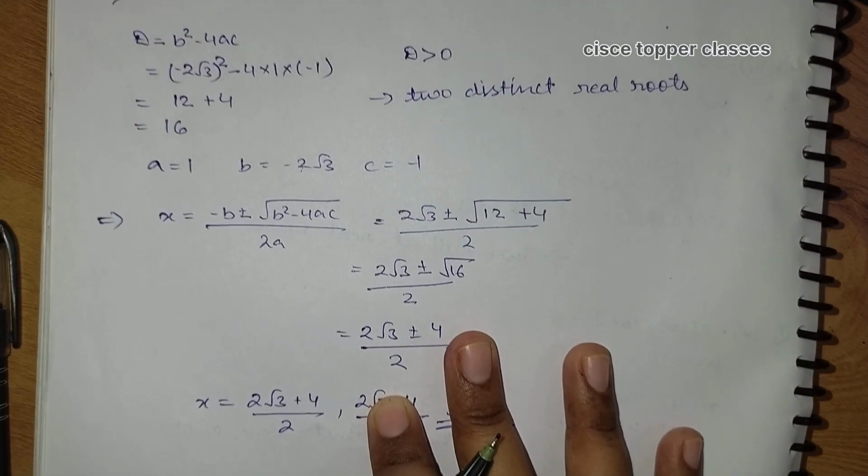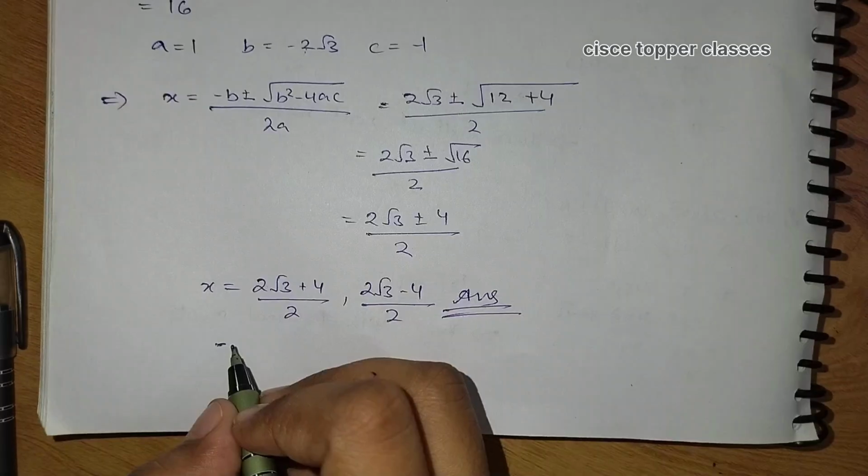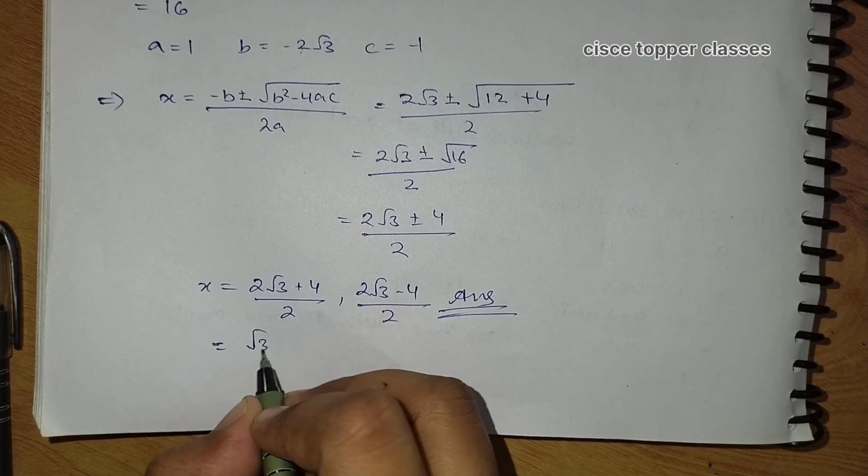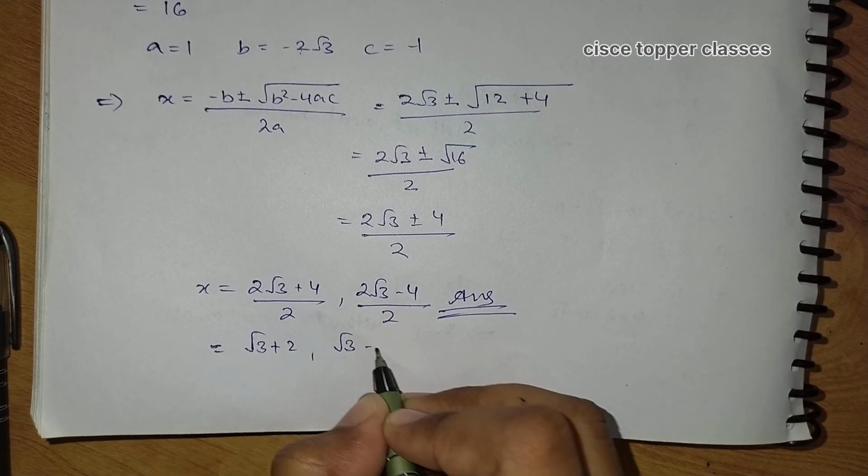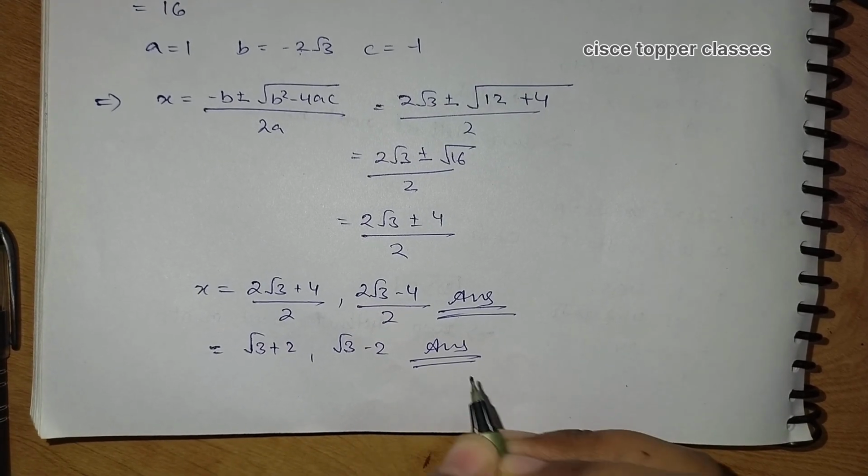And this is the solution of question number 3, second part. On more simplifying, we will get √3 + 2 and √3 − 2 as the answer roots here in this question.